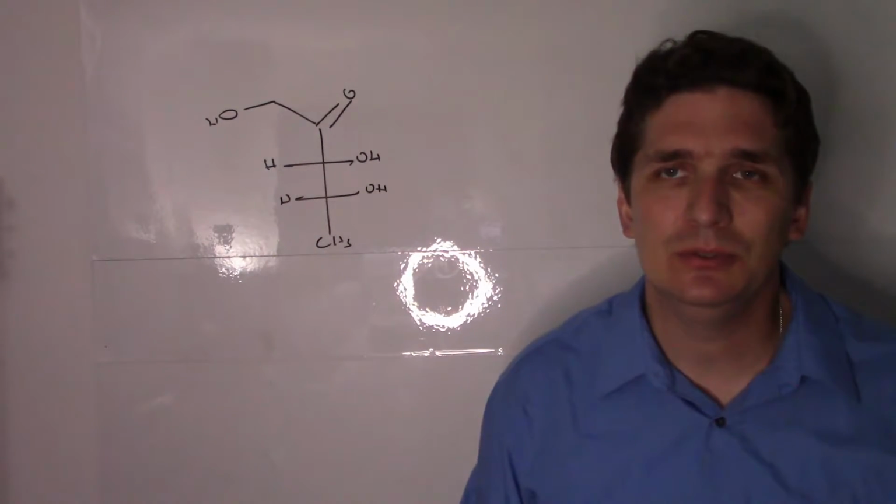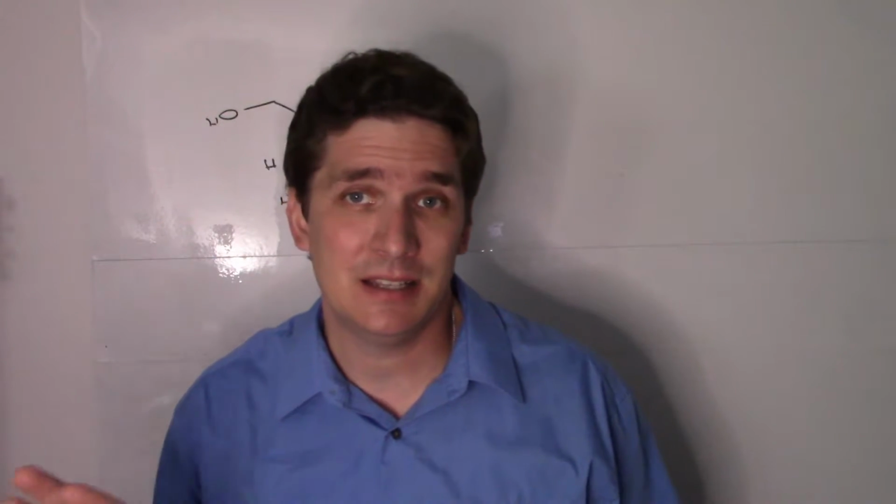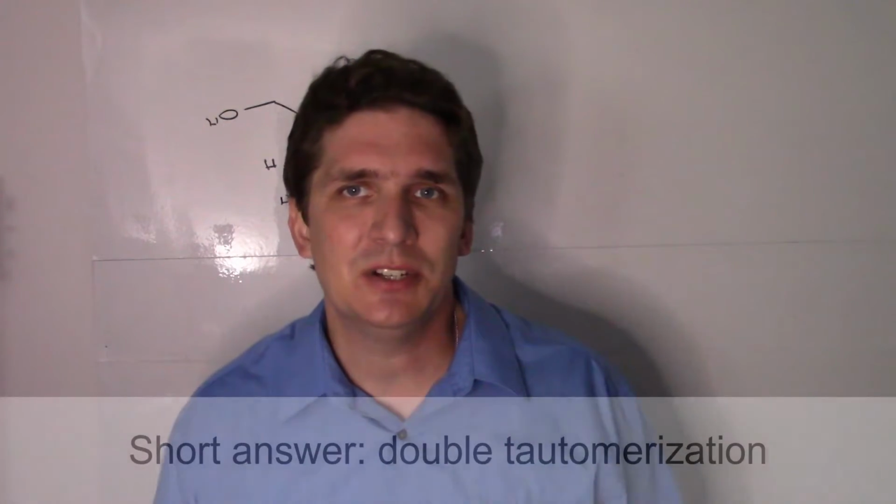But how is it that without an aldehyde, Benedict's solution will still react with ketoses? This is actually kind of weird. I see why it works, I just think it's kind of weird. Basically, we get two tautomerizations that go on.